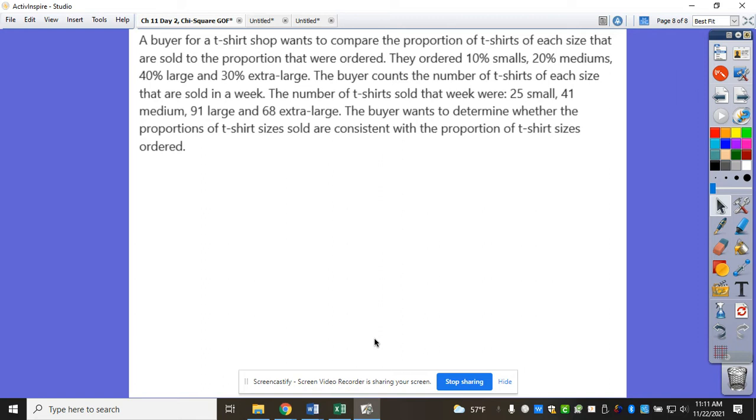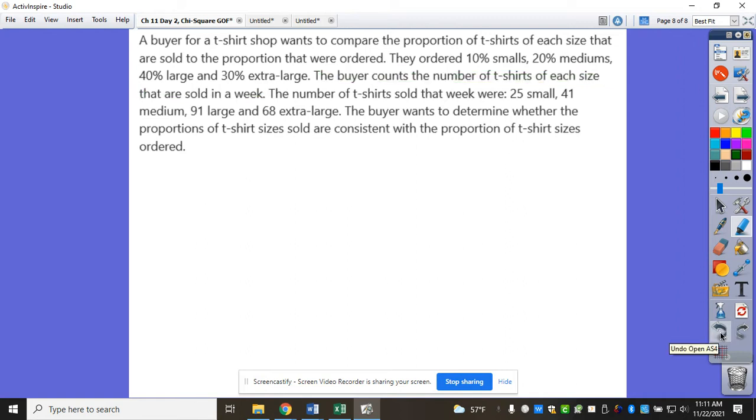The buyer counts the number of t-shirts of each size that are sold in a week. The number of t-shirts sold that week were, so because of this sentence, how does that hurt us slightly? It's not technically random. Now, I can just say I'm not going to generalize my results, because if I sold a different proportion in that week than these, then I need to go back and reconsider buying more. So I don't really need to generalize it, but for the context of what made sense here, it did make sense to change that.